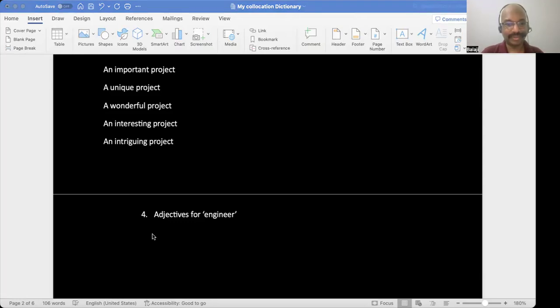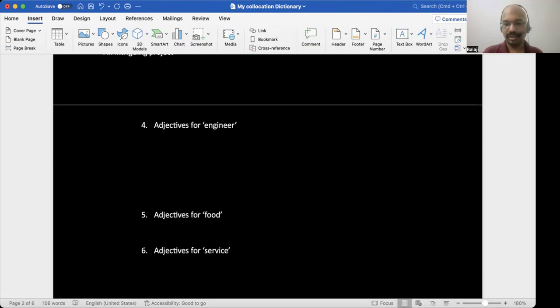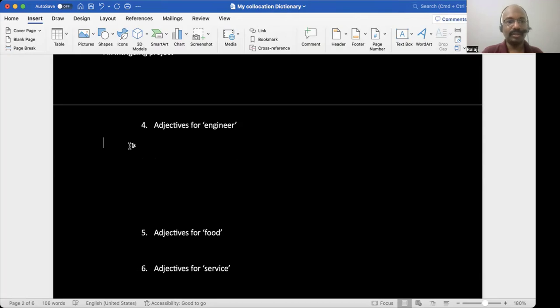Now here we have adjectives for the word engineer. That's what comes next. Engineer. What kind of adjectives would be suitable for the word engineer? Any ideas?